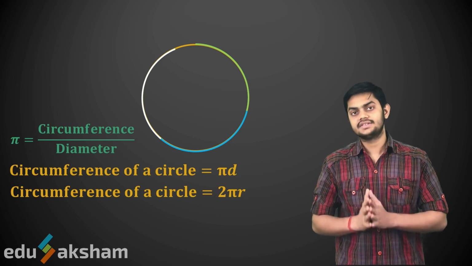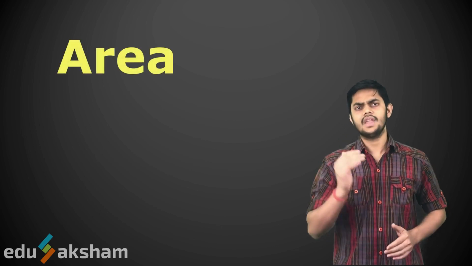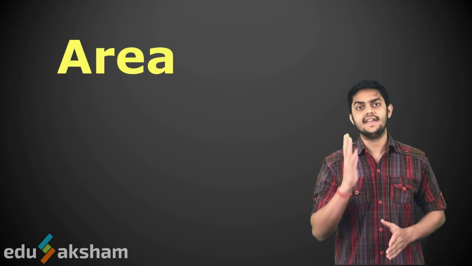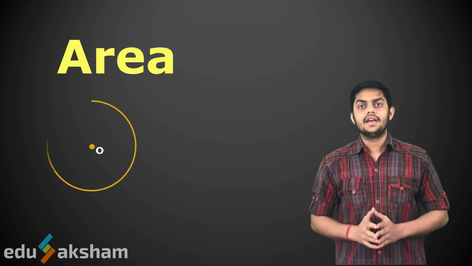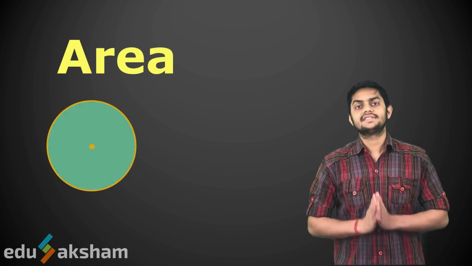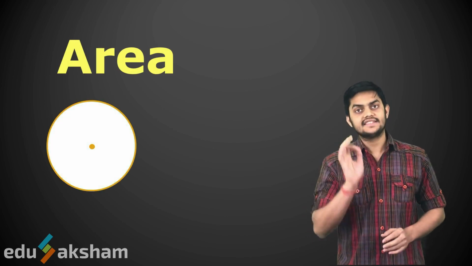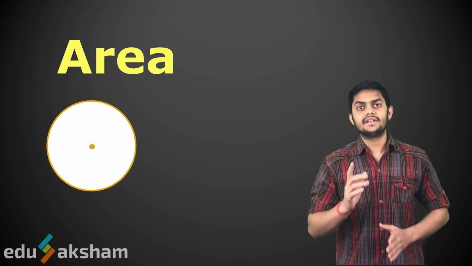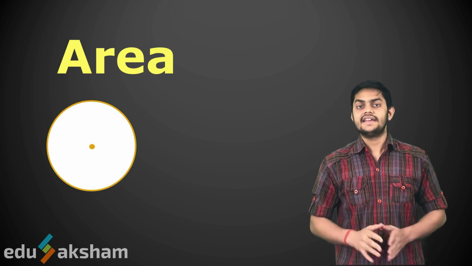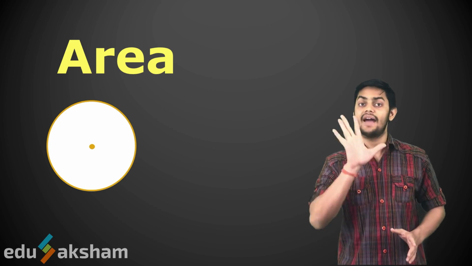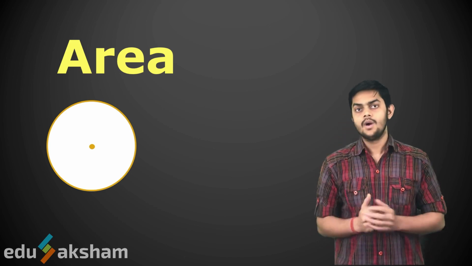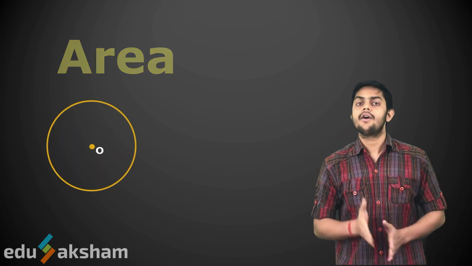There is another important term related to circle, like circumference, that is area. Now let's see what area is. In a circle, the inner region within the circle represents its area. In simpler terms, the area of a circle is the region enclosed by the circle. Now, let's explore the formula for the area of a circle.